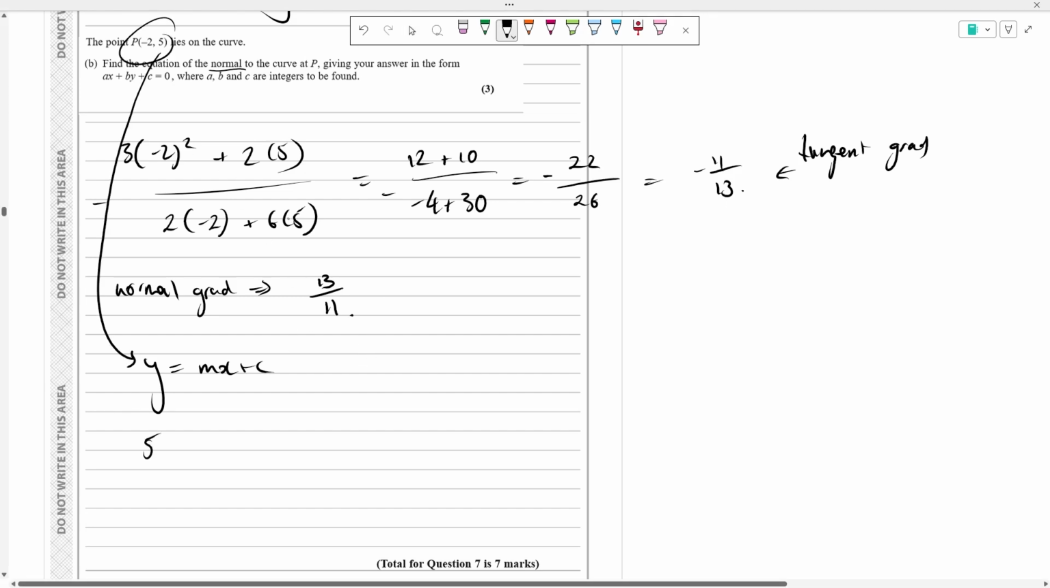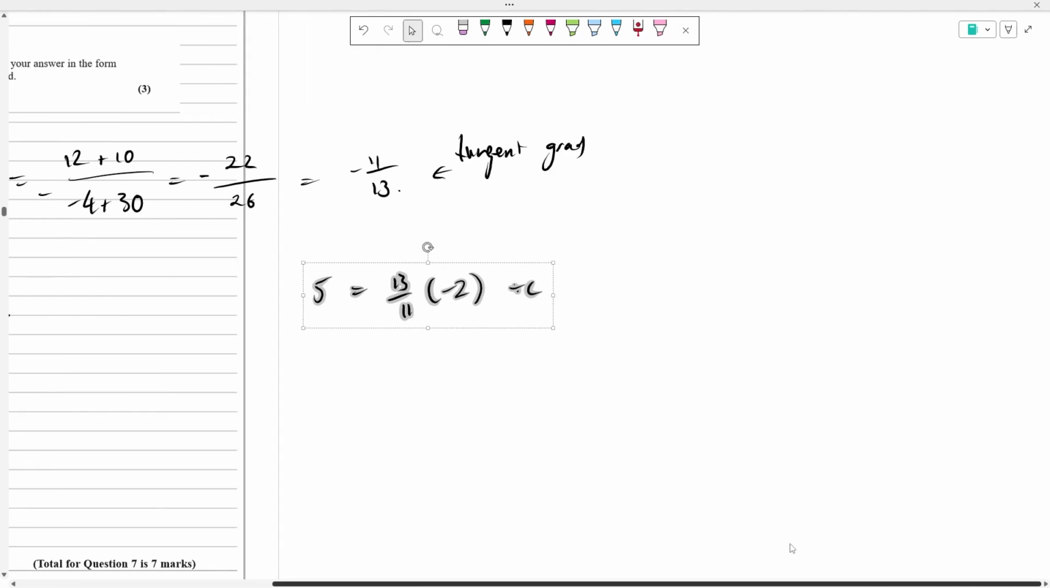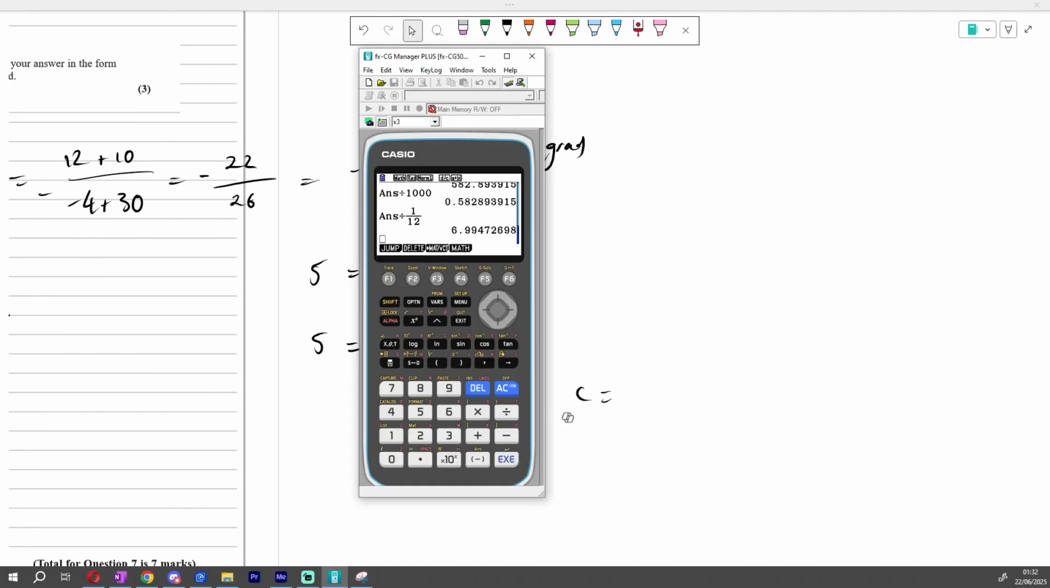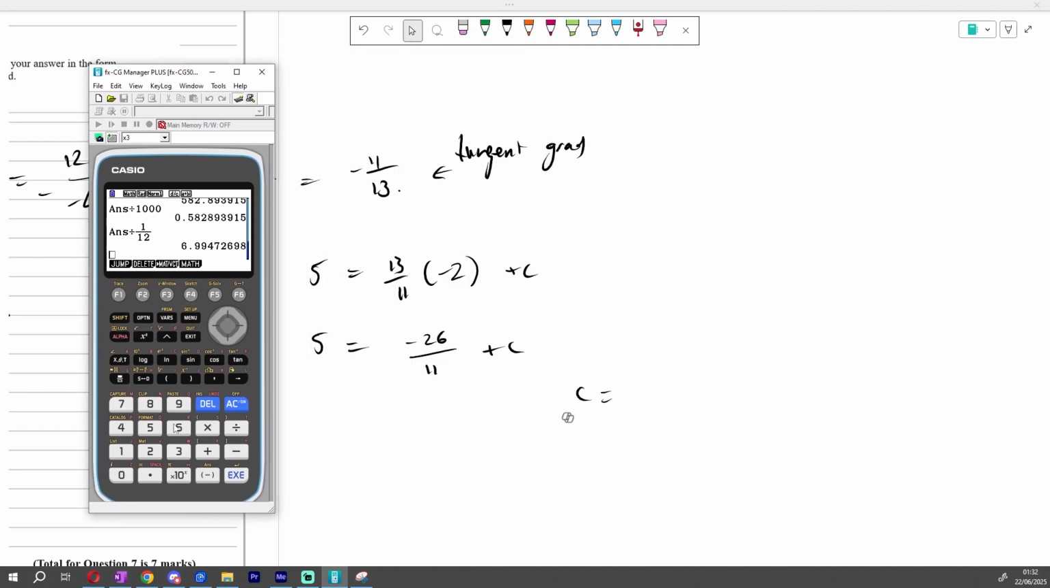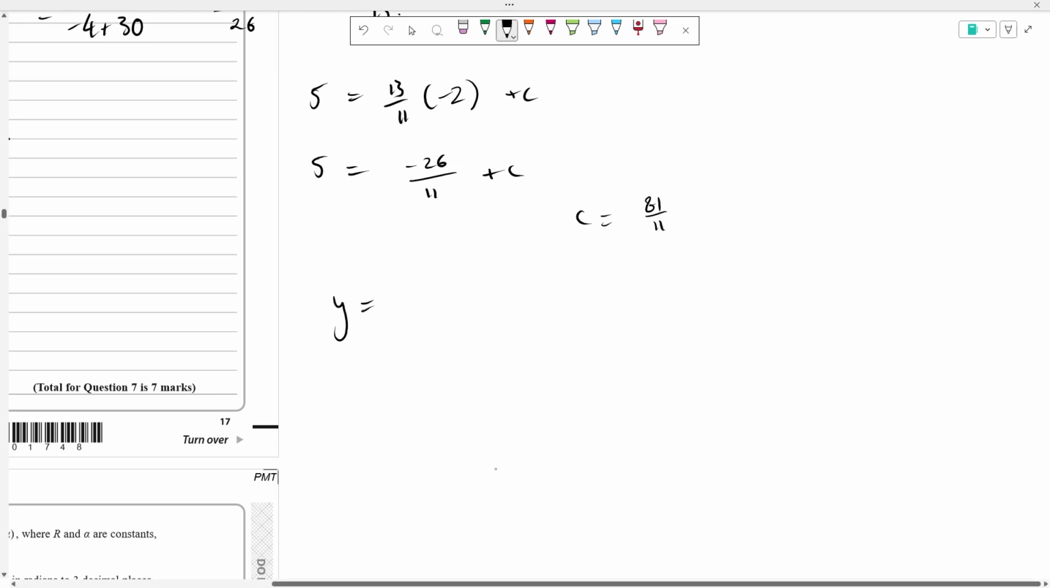That's going to be 5 is equal to 13 over 11 times by minus 2 plus c. Let's begin to expand out. Let's move it here for a bit more space. That's going to be 5 is equal to minus 26 over 11 plus c. Therefore, your c value is going to be them two values added together. That's going to be 5 plus 26 over 11, which gives you 81 over 11. Perfect. And now our final equation will be y is equal to 13 over 11x plus 81 over 11.